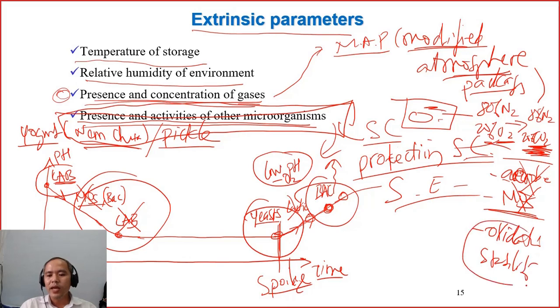But this is chemical, which we already talked about. For this topic we discuss the microbial aspect. So we change the air condition in the packaging with the purpose of extending the shelf life by inhibiting a number of microorganisms.